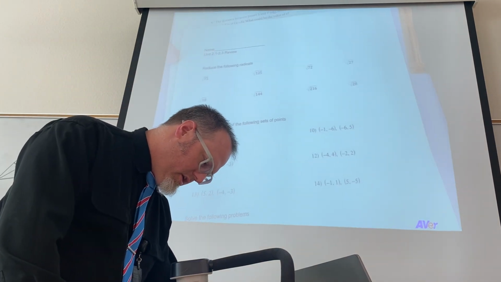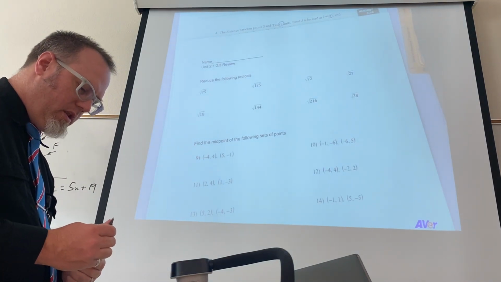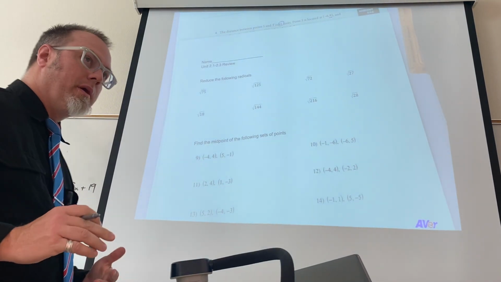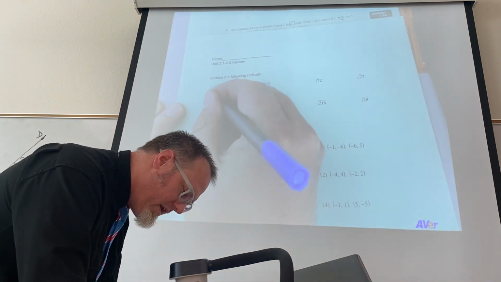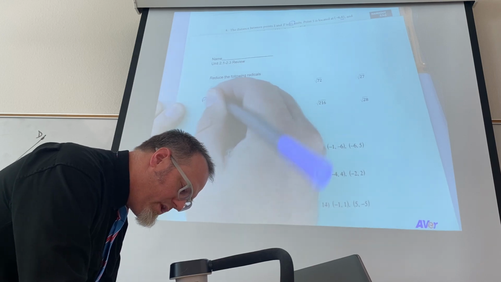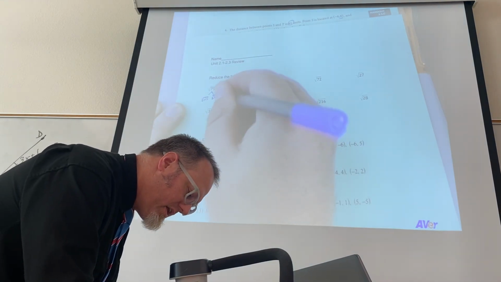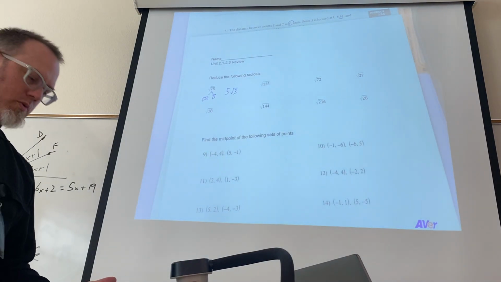So starting off with reducing the radicals, a lot of these you should be able to start doing with the largest perfect square method. So like 75 is 25 times 3. We know the square root of 25 is 5. The square root of 3 remains the square root of 3. So this is 5 square root of 3.